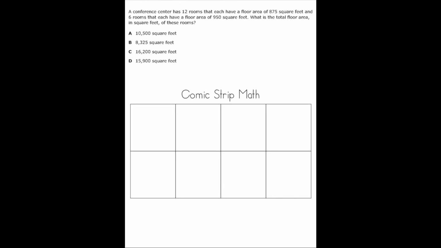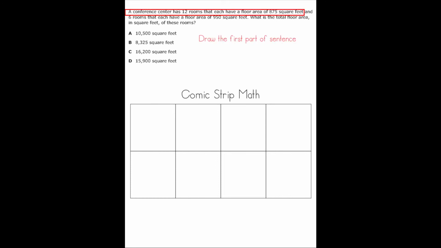This comic strip works pretty well because kids can just sketch it right next to the problem that they're working. So let's look at a sample. These are samples from the 5th grade STAR math. So the first problem, the first thing we're going to do is read the problem. A conference center has 12 rooms that each have a floor area of 875 square feet and 6 rooms that each have a floor area of 950 square feet. What is the total area in square feet of these rooms?